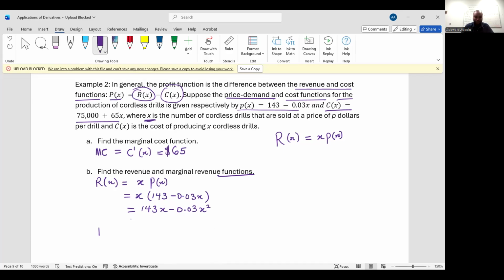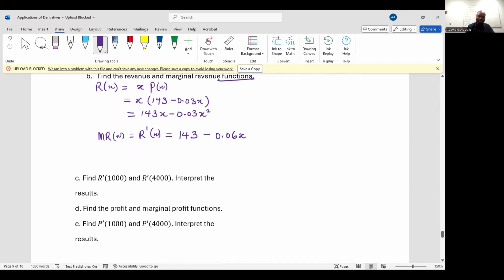Marginal revenue function. Remember, for the marginal revenue function, we need to take the derivative of the revenue function. So that is 143 minus 0.06x. That is the function that represents the marginal revenue. Let's keep moving.